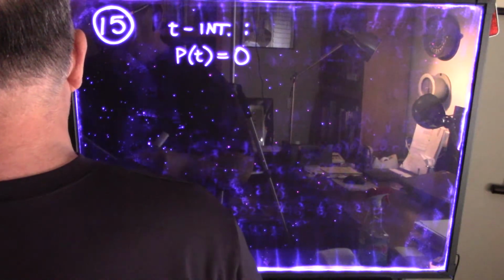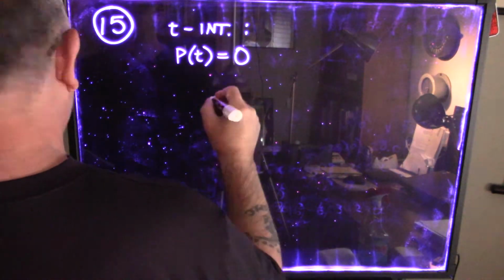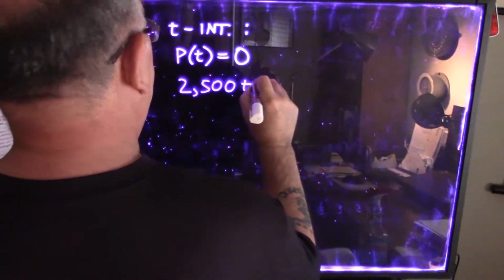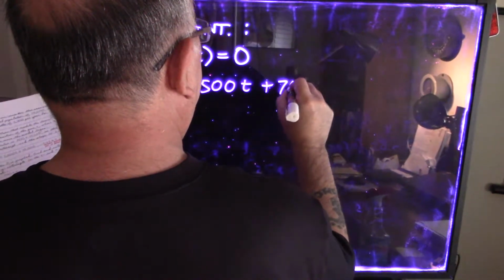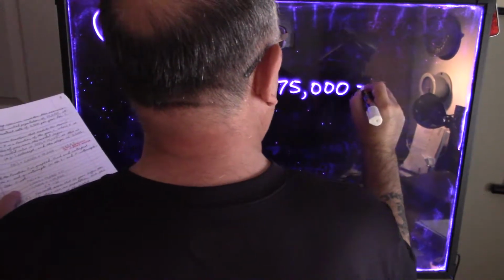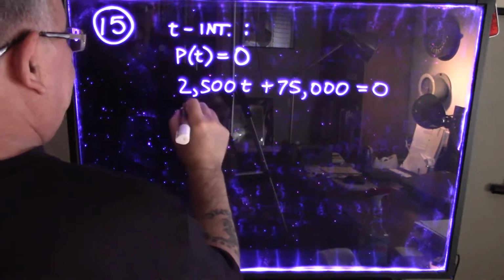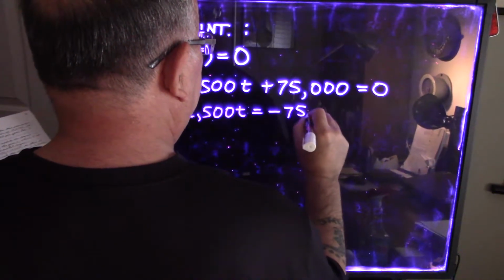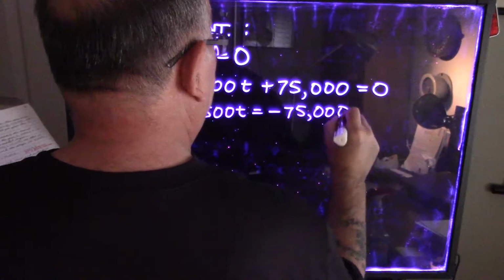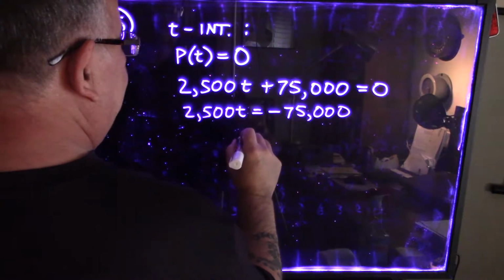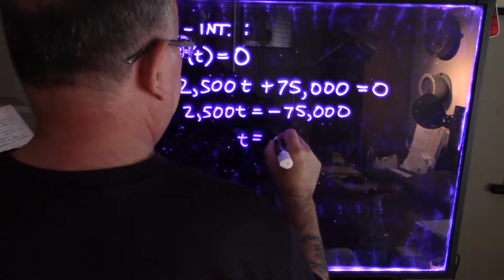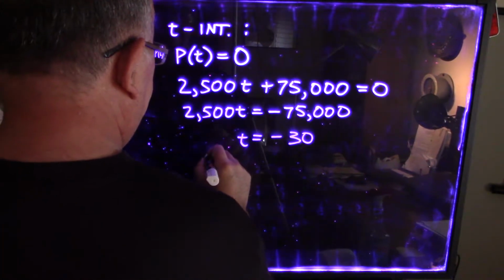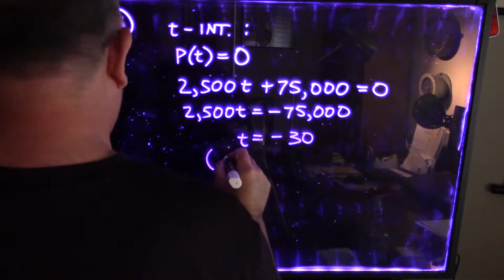Where does the graph intersect the x-axis or the t-axis? So what we do is we set the function 2,500 t plus 75,000 equal to 0, and then we solve for t. Subtract 75,000 from both sides, and then divide both sides by 2,500, and you get t equals negative 30. So the t-intercept is (negative 30, 0).